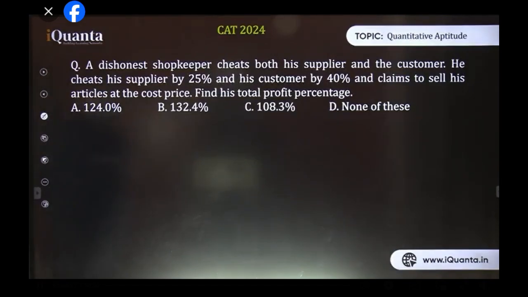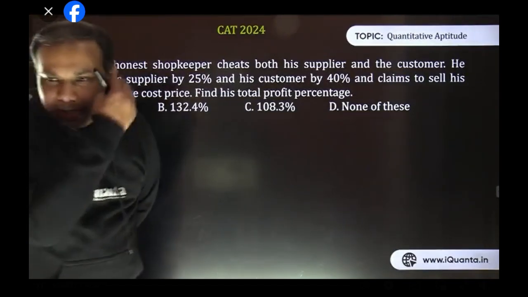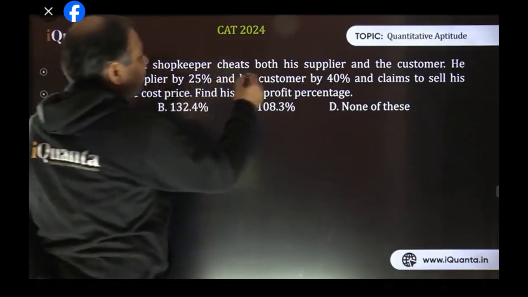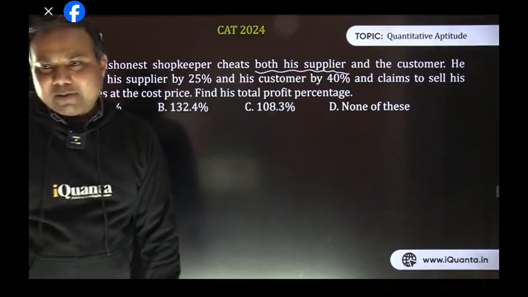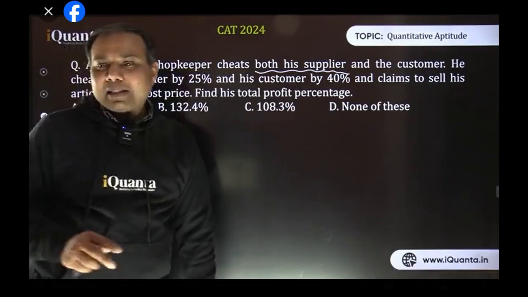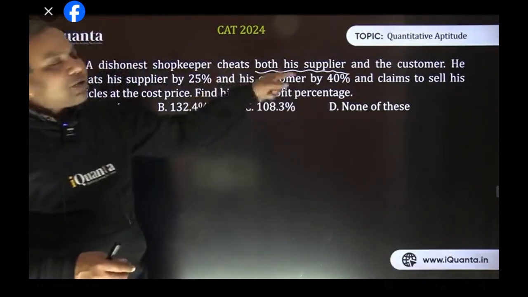हाँ, तो यहाँ पे सप्लायर को भी चीट कर रहे हैं. Let me help you here. So what does it mean? A dishonest shopkeeper cheats both his supplier and the customer. So customer को cheat करने का मतलब तो समझ में आता है. We have discussed that. He is giving less quantity, right? So supplier को cheat करने का मतलब क्या है?